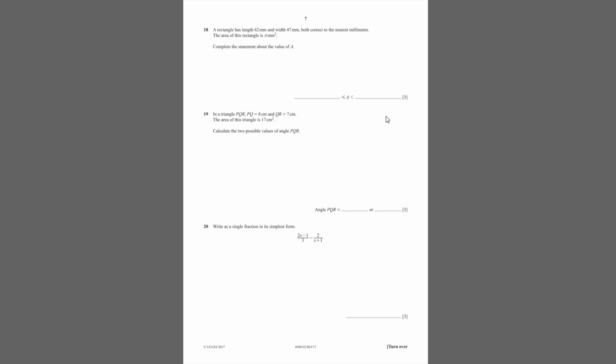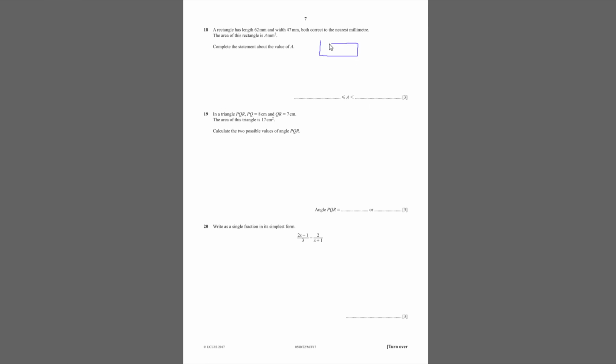Question 18. A rectangle has a length of 62 millimeters and a width of 47 millimeters, and both are correct to the nearest millimeter. The area of this rectangle is a millimeter squared. Complete the statement about the value of a. By statement, they are referring to a is greater than or equal to a specific value, and a is less than another specific value.